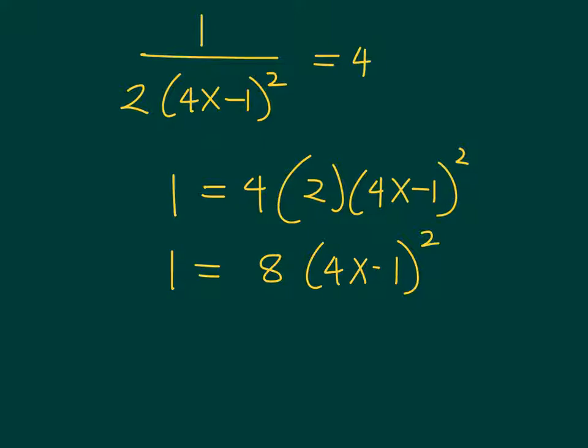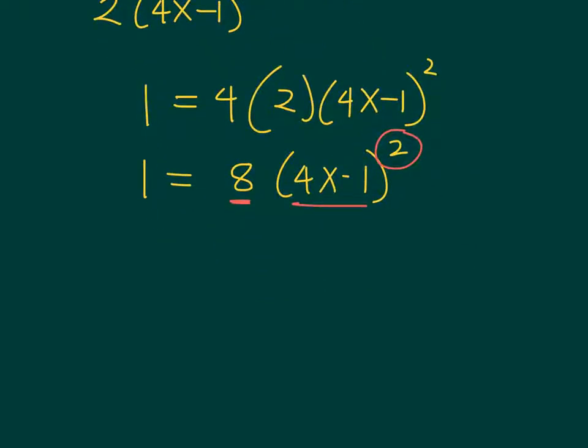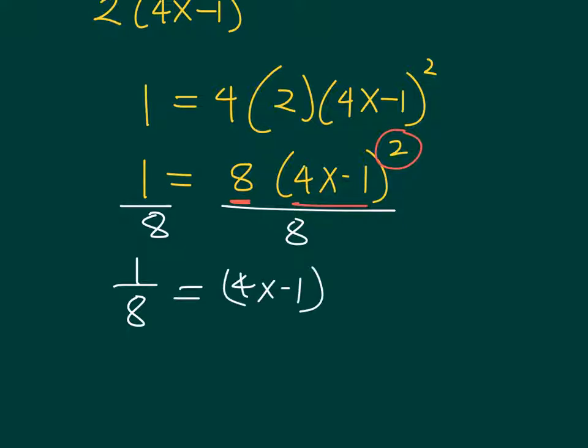Okay, some people will make a mistake of distributing the 8 inside. That's wrong. Okay, you cannot distribute because there's a square. So do not do that. Okay, so instead of distributing, what you can do is, why not just divide both sides by 8? So you have 1/8 is equal to (4x − 1)².